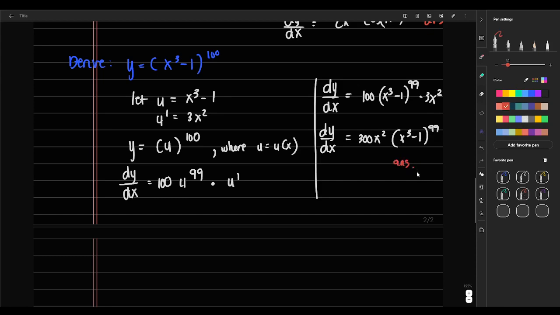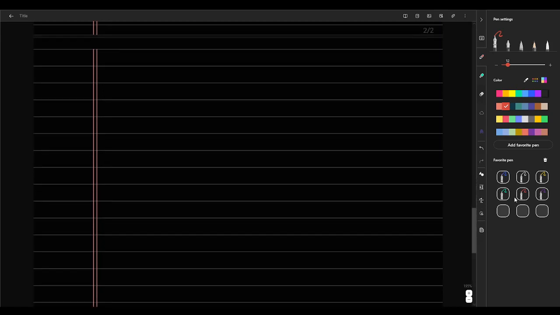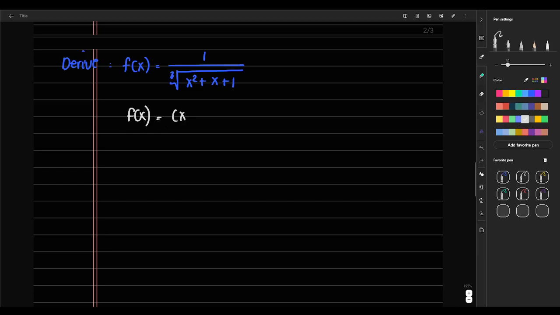Okay, let's have another equation. We'll derive the function which is equivalent to 1 all over the cube root of x squared plus x plus 1. Since we have a root here, which is 3, the cube root, we will rewrite this so that we could apply the chain rule. That is equivalent to x squared plus x plus 1 raised to the power of negative 1/3. Negative exponent because this is on the denominator side.